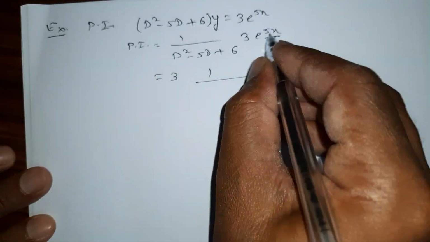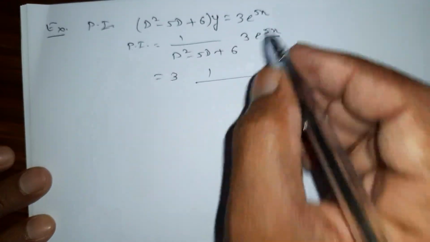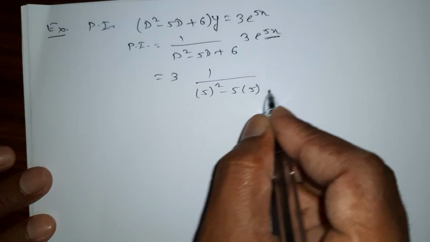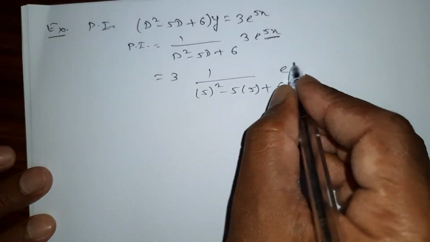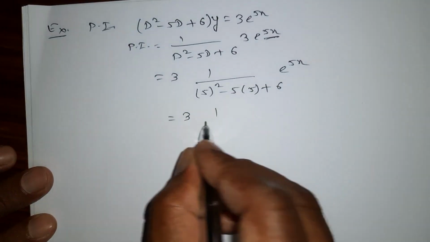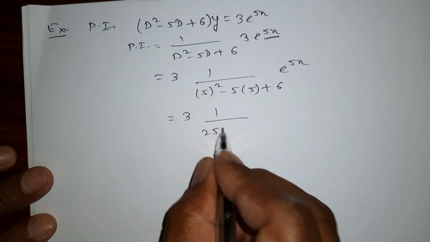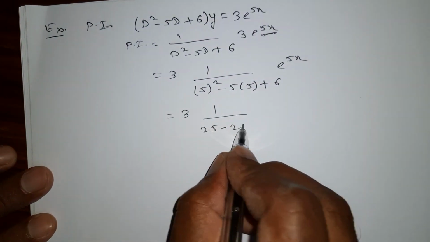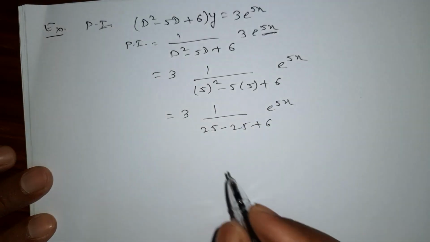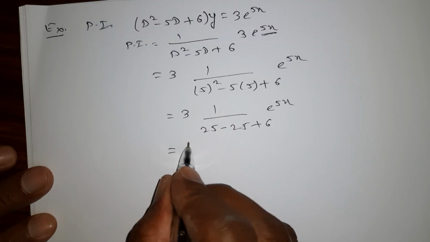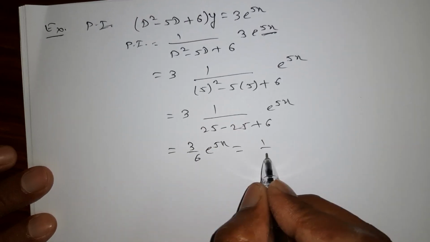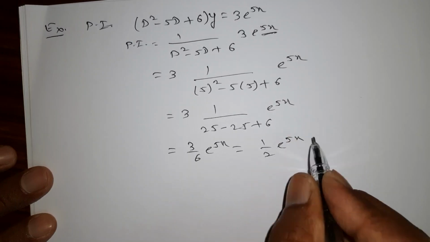Replace D by 5. Here see carefully, 5x, a is 5. So replace D by 5: 5 square minus 5 into 5 plus 6, and e raised to 5x as it is. So our answer is 3 times 1 upon (5 square is 25, minus 5 into 5 again 25, plus 6), e raised to 5x. So 25 gets cancelled, 3 upon 6 e raised to 5x. So our answer is 1 by 2 e raised to 5x.